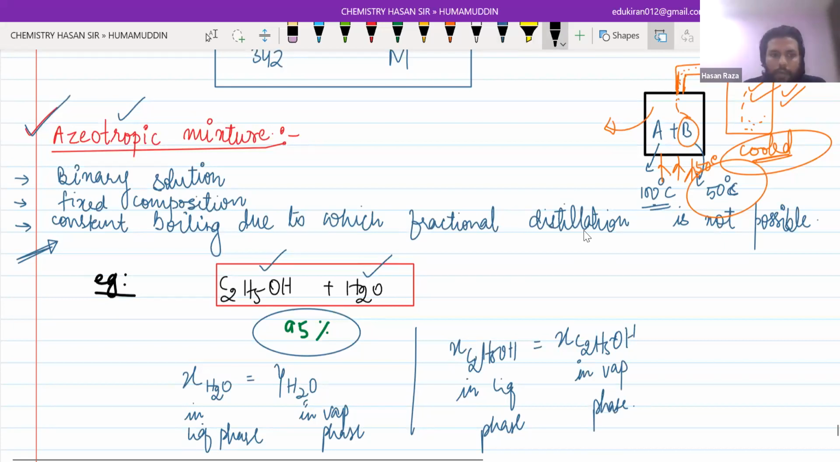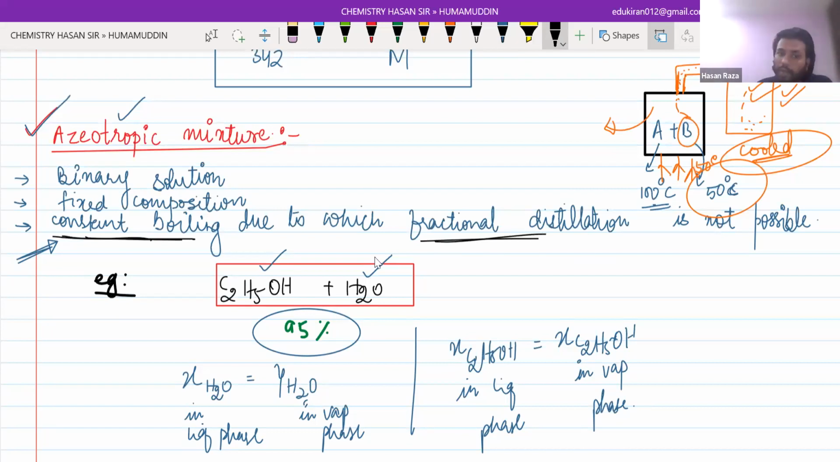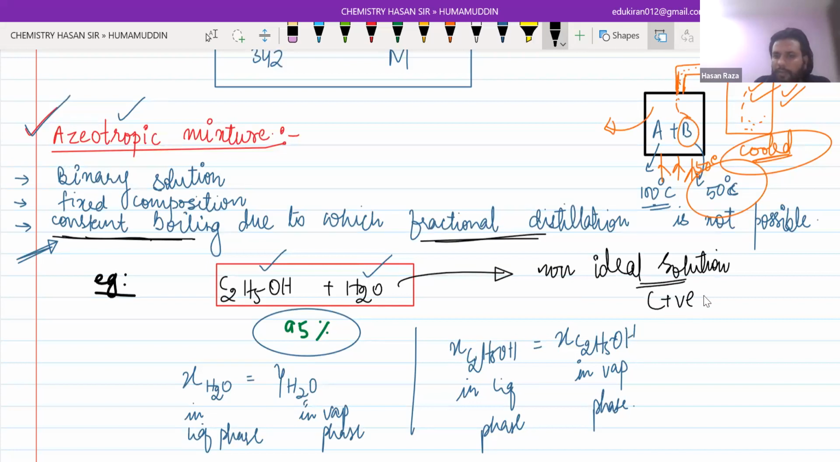So basically, when you mix in a fixed composition, their mole fraction in liquid phase and their mole fraction in gaseous or vapor phase become equal, and hence their boiling point becomes constant, due to which fractional distillation is not possible. And you also know that this is a non-ideal solution, which is positively deviated. Please do write it.